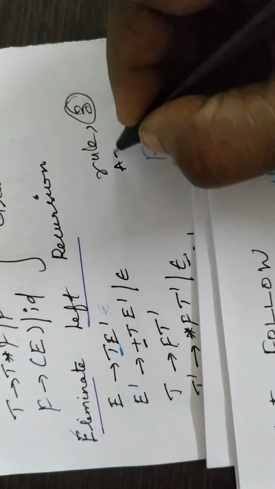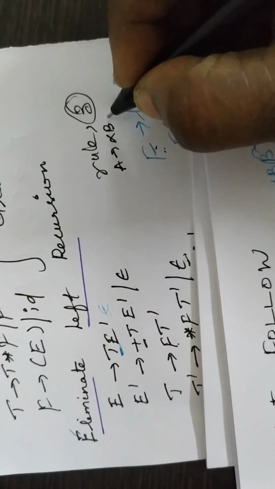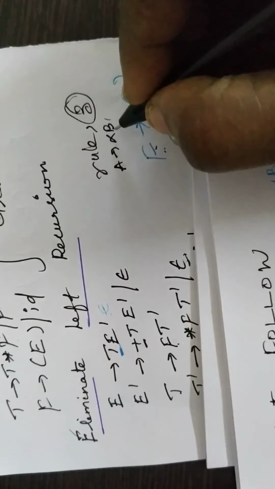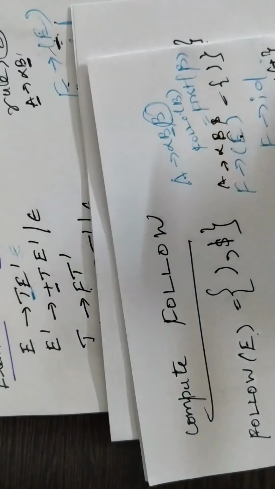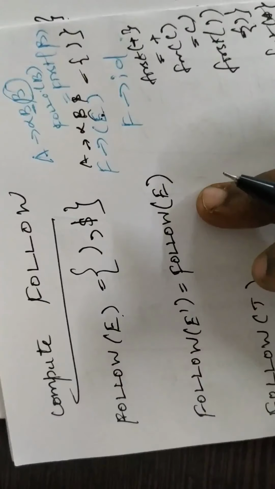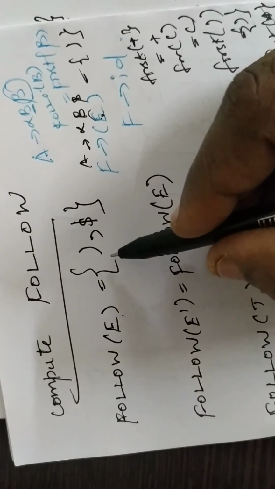The rule says: if A tends to alpha B, and there is epsilon here, then follow of B is follow of A. The same thing applies here: follow of E dash is follow of E. So what is our follow of E? Already we have follow of E.